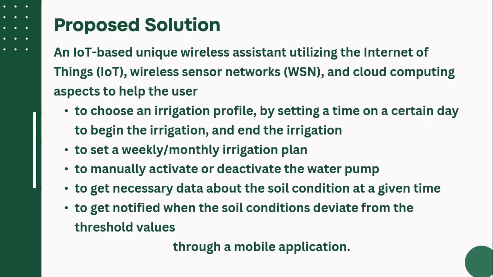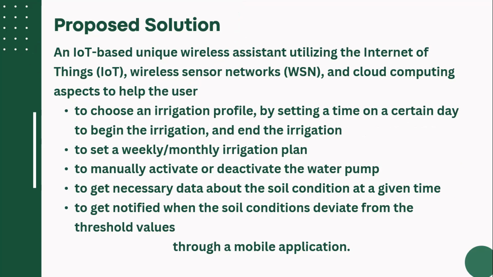Okay, so let's focus on our proposed solution. When you talk about this IoT-based unique wireless sensor network system, it utilizes IoT, wireless sensor networks, and cloud computing. Let's merge and integrate all of that, and it helps the user to choose an irrigation profile. We can set a weekly or otherwise monthly irrigation plan.